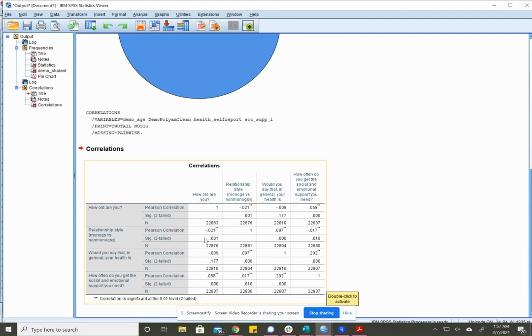Because here it is telling us the significance, which is the p-value. So, wow, look at that. Age and relationship style was significantly correlated. Let's see, health is not significantly correlated with age, but age and social support were significantly correlated with one another, which is interesting. So, what do you think about these results? Does this table make sense to you? It is automatically giving those little flags, so the 2 asterisks mean that it is significant at the 0.01 level.